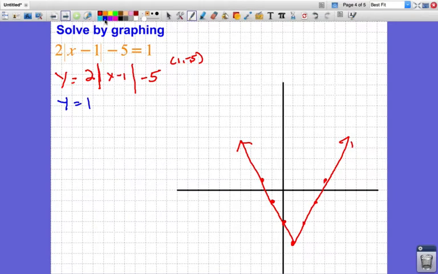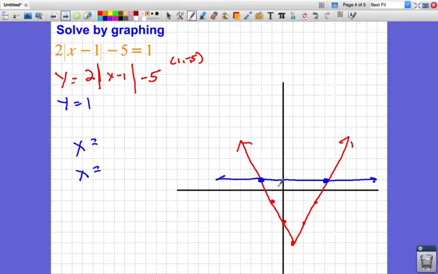Now I also need to graph the second piece, the y equals 1 part right here, which is going to be a horizontal line at y equals 1. And if you see my points, my solutions should be these points right here, because that is where y equals 1 crosses my absolute value function. So I just need to figure out what my x coordinates are. So I should have two solutions.